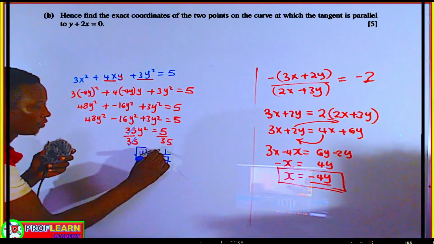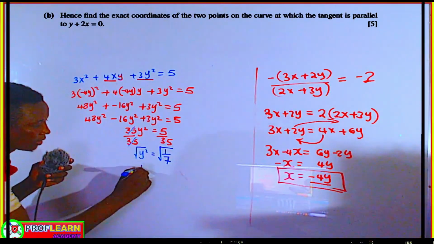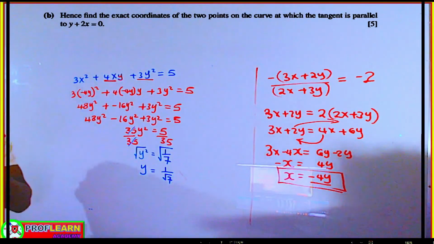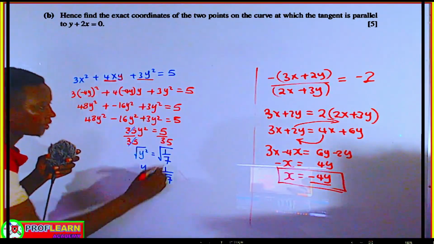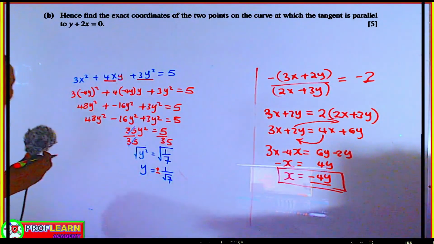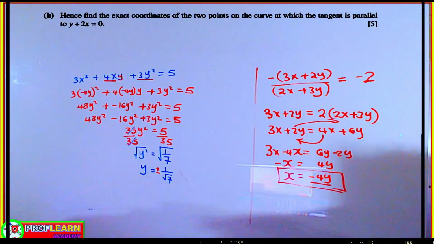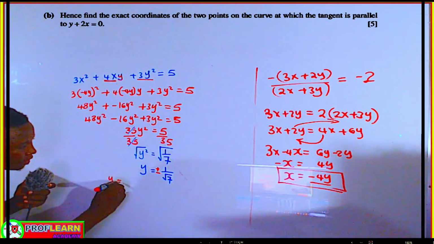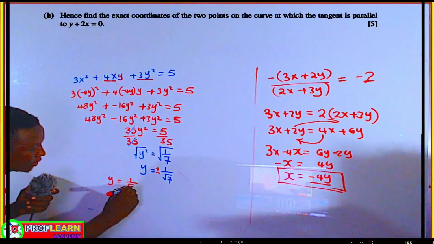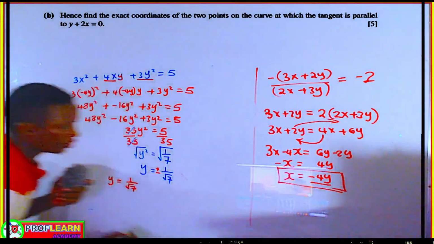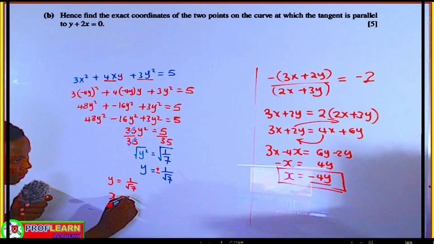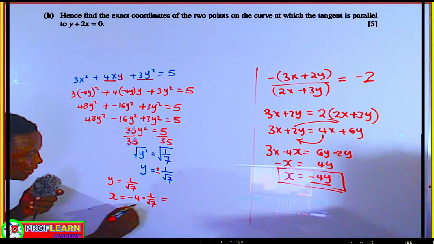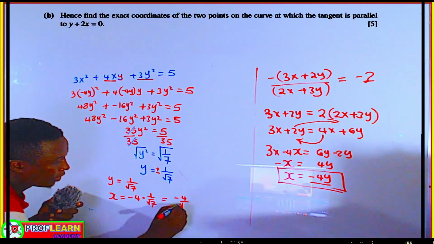To get y, we are going to find the square root of both sides, and we shall have y equal to 1 over root 7. But remember, when you find a square root of a number, you actually have two answers. So this is going to enable us to find the two coordinates here, because if we take our y to be positive 1 over root 7, then our x is going to be negative 4 times y, and our y is 1 over root 7. So our x is going to be negative 4 over root 7.